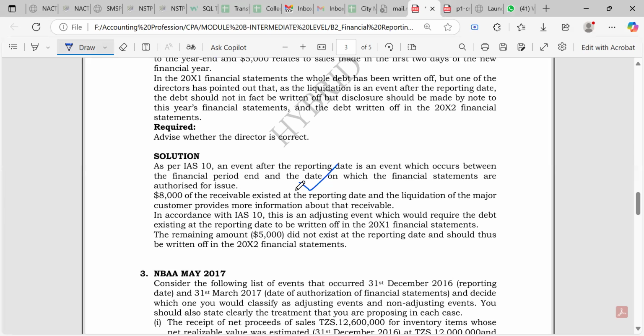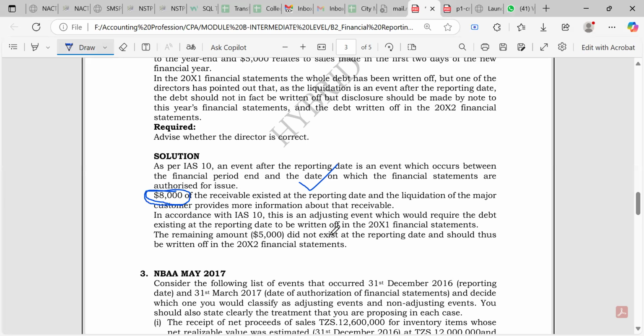So 8,000 was existing by the reporting date, and so we should have foreseen that the customer would require a proper provision for bad debts, and in that case, we wouldn't have had 8,000 in our books, right? So it gives evidence of conditions that existed at the year end. That's why you say in accordance with IAS 10, this is an adjusting event, which would require the debt existing at the reporting date to be written off in the 20x1 financial statement.